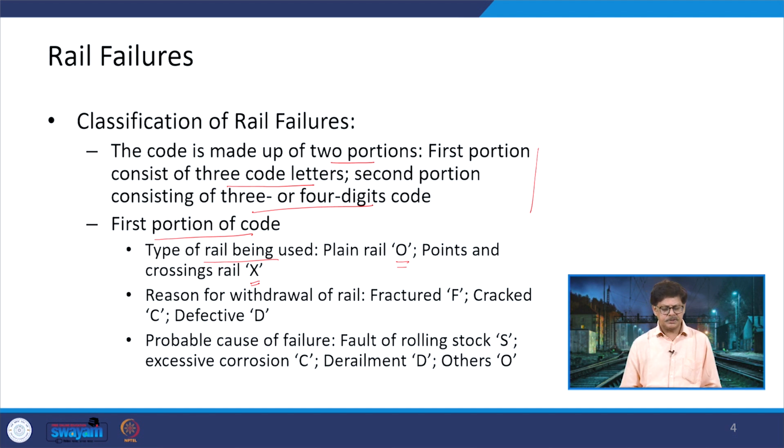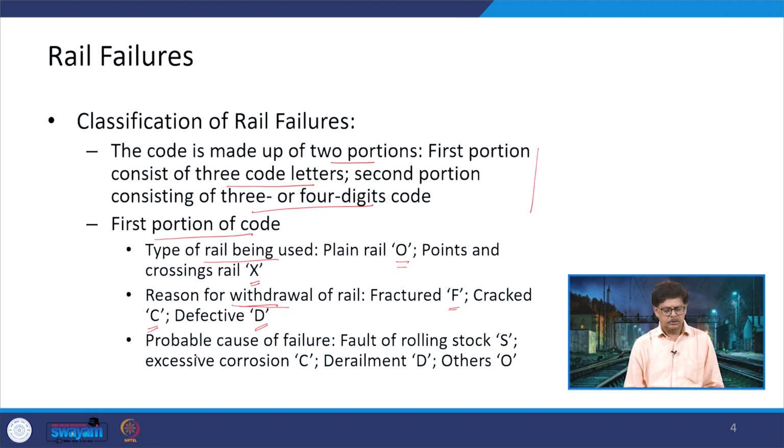The second one is the reason for withdrawal of the rail. So, what has happened due to which the rail has been taken out, removed. It can be fractured, defined by F, it can be cracked, defined by C, and it can be defective, defined by D. So, any of these 3 can be a part. So, it can be OF, OC, OD, or it can be XF, XC and XD.